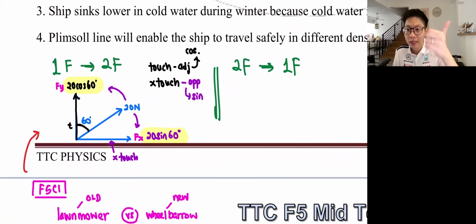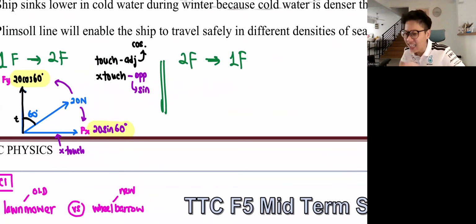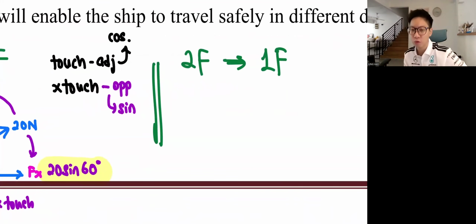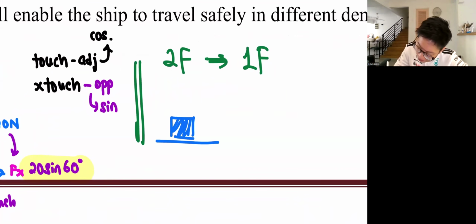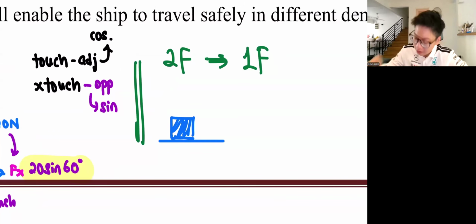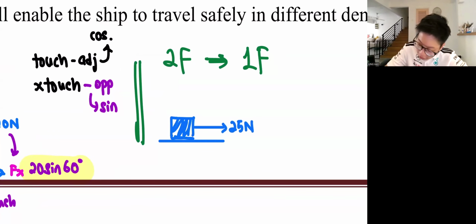Okay, very good. Now, let's talk about the second type of question. I think more people don't know how to do this second one. If you are given two forces, how can you make it into one force? Imagine that this object horizontally has 25 Newton. And then vertically, you are going to have a force of 18 Newton.